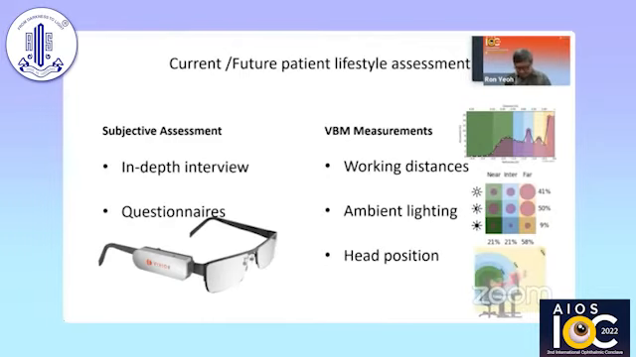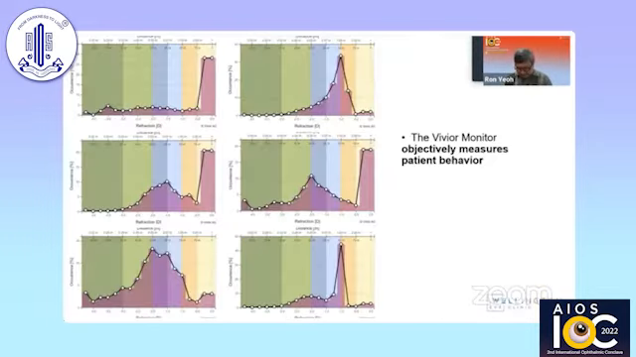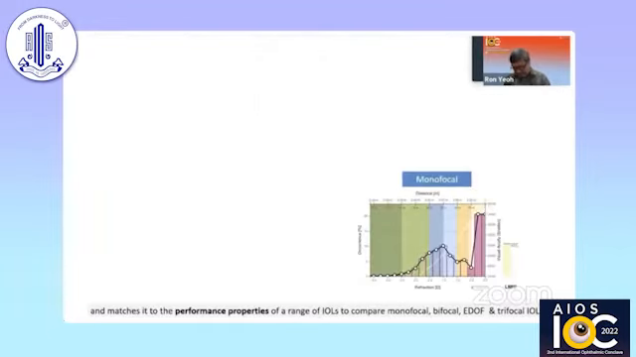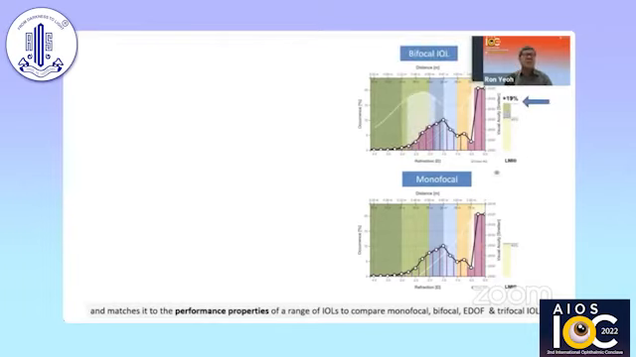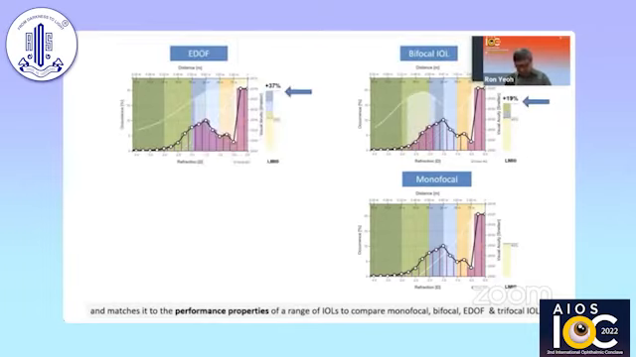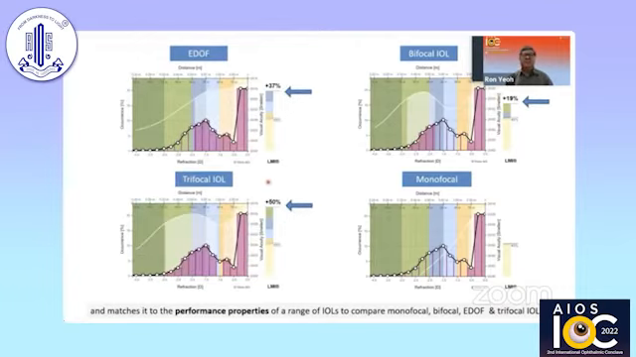The Vivio monitor objectively measures patient behavior and matches it to the performance properties of a range of IOLs to compare monofocal, bifocal, EDOF, and trifocal IOLs. In this case, a monofocal adds 45% of uncorrected vision for distance. When you do a bifocal, you add 19% in terms of reading. When you add an EDOF, you add 37%, so the mid-range is taken care of. With a trifocal, you add 50% functionality.